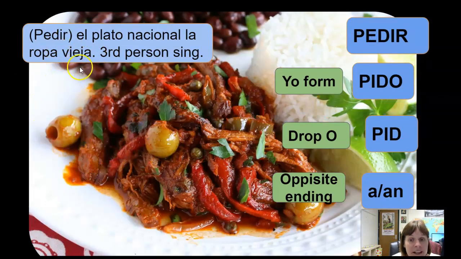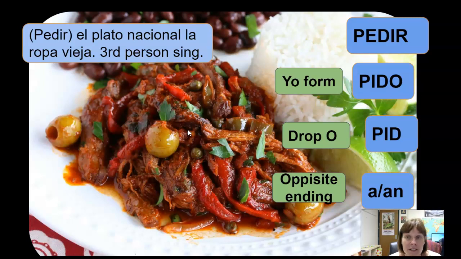So pedir means to order. El plato nacional, la ropa vieja. So the national plate there is la ropa vieja, and that's basically a combination of everything that you have in your fridge that you throw together. That's why it's called old clothing. It would be all of your leftovers.